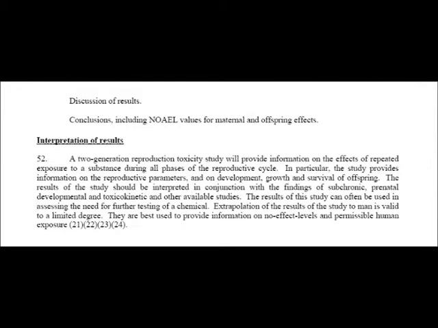Interpretation of results. A 2-generation reproductive toxicity study will provide information on the effects of repeated exposure to a substance during all phases of the reproductive cycle. In particular, the study provides information on the reproductive parameters and on development, growth and survival of offspring. The results of the study should be interpreted in conjunction with the findings of subchronic, prenatal, developmental and toxicokinetic and other available studies. The results of this study can often be used in assessing the need for further testing of a chemical. Extrapolation of the results of the study to man is valid to a limited degree only.